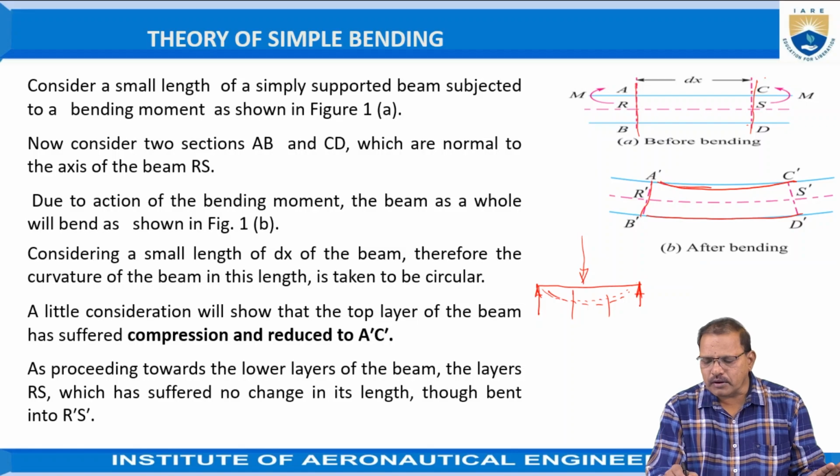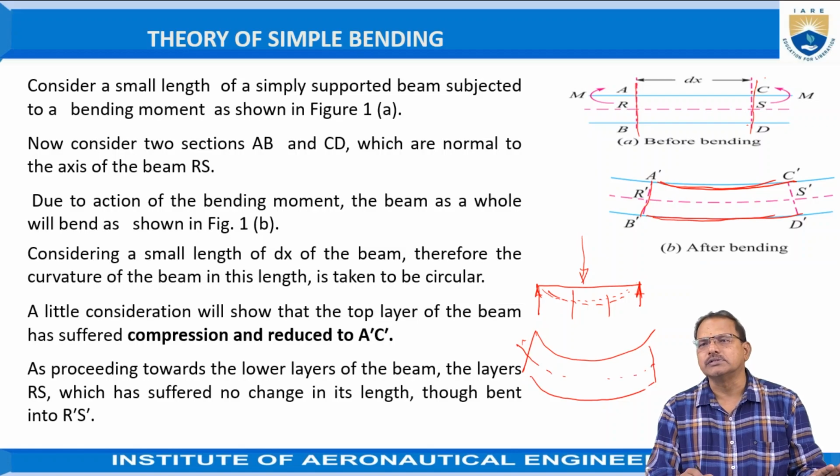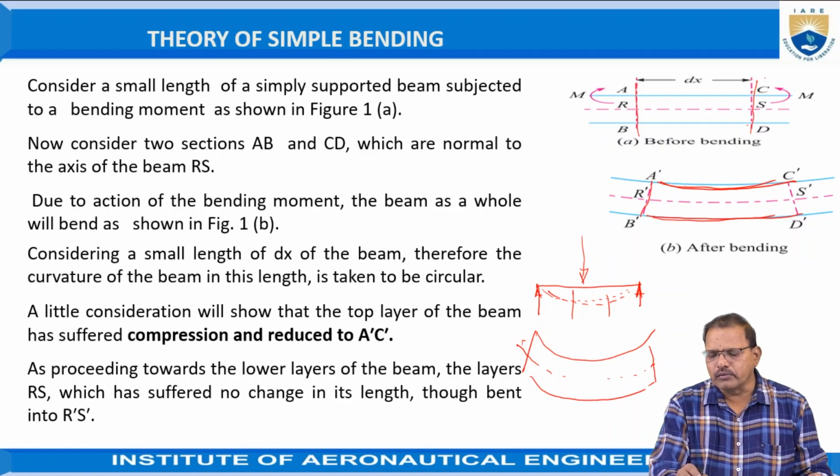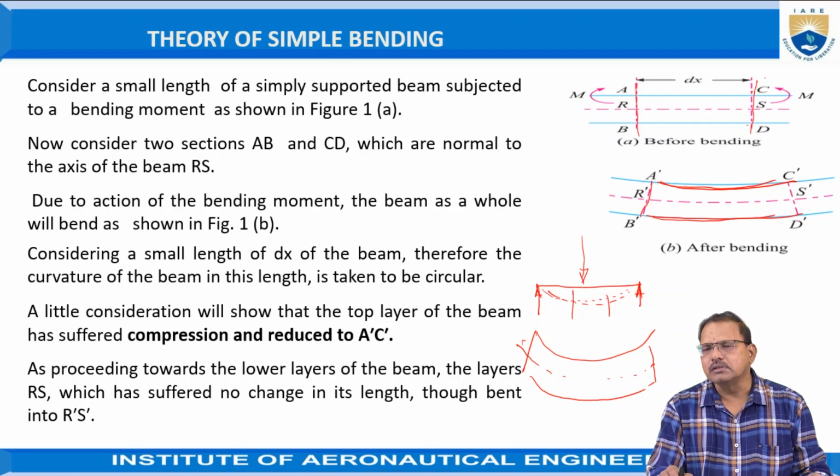But it is now bent in the form of curvature like this. This is nothing but the middle point RS. Now if you observe, AC becomes A dash C dash. That section, the upper layer of the beam, decreases its length. That is, a contraction is taking place, or compressive stresses are developed in it. The earlier length AC is compressed to A dash C dash as shown in the figure.